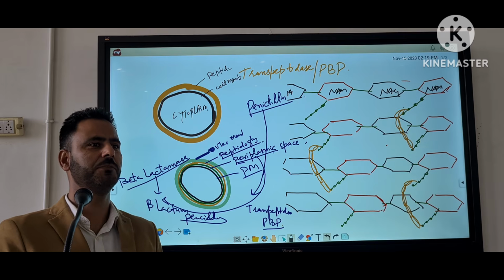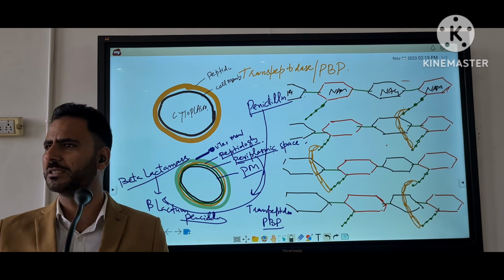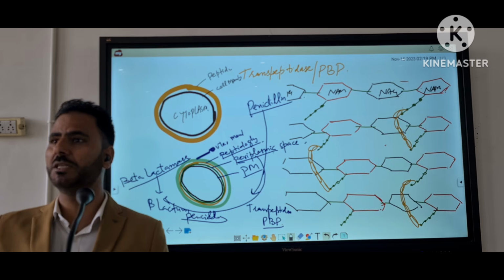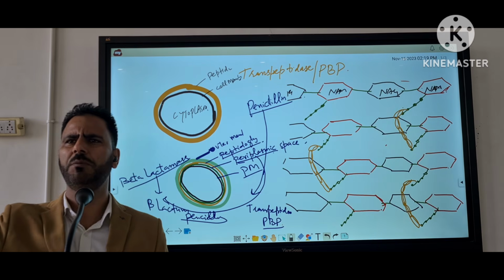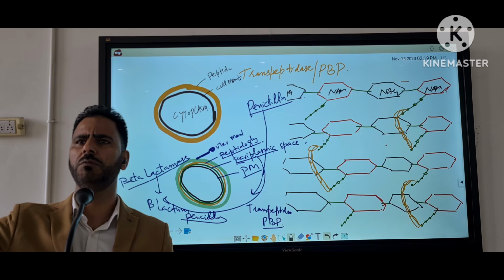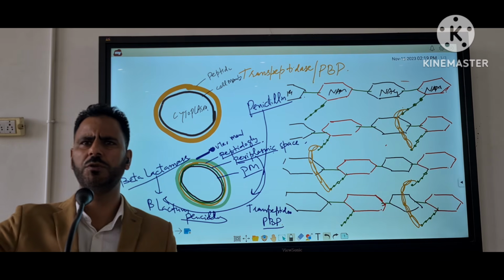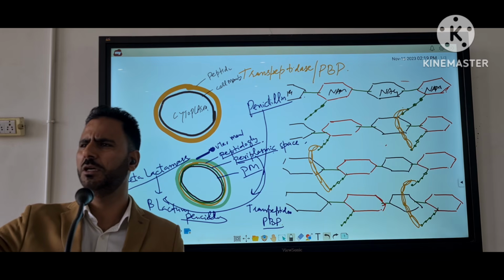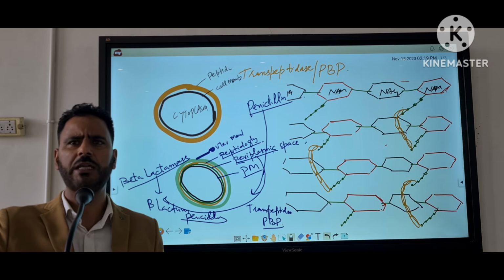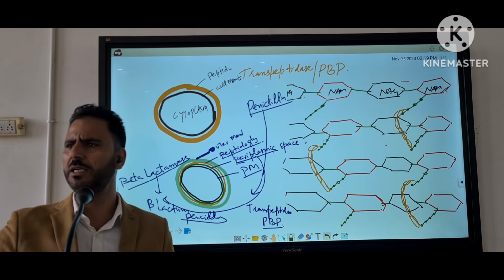beta-lactamase inhibitors. New category of antibiotics, beta-lactamase inhibitors. You might have read penicillin, simple. You might have taken ceftriaxone, right? You might have taken cefotaxime. You might have taken ceftiofur. You might have heard the names tazobactam, sulbactam, clavulanate, right?